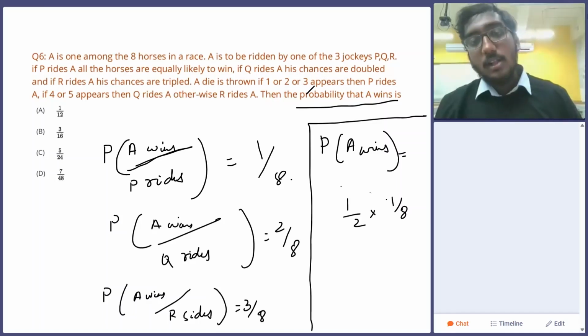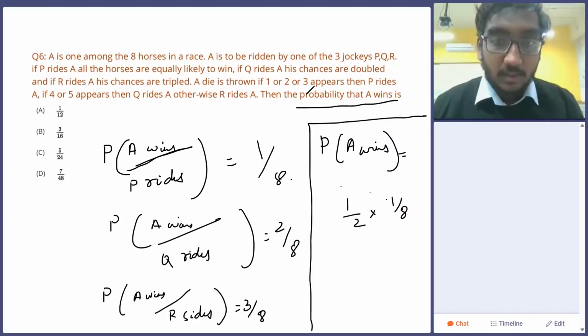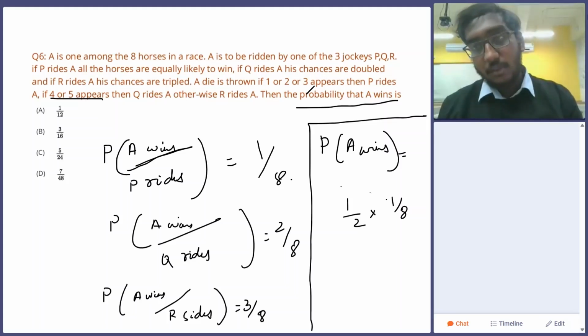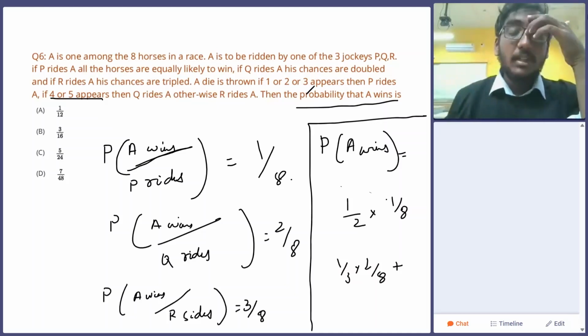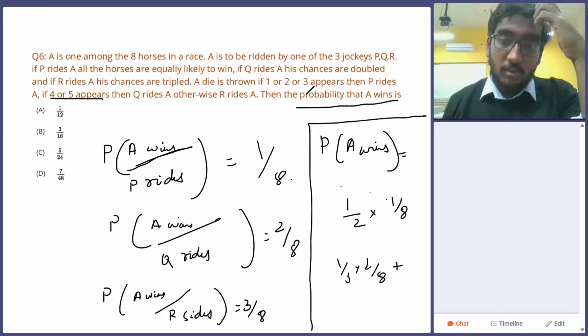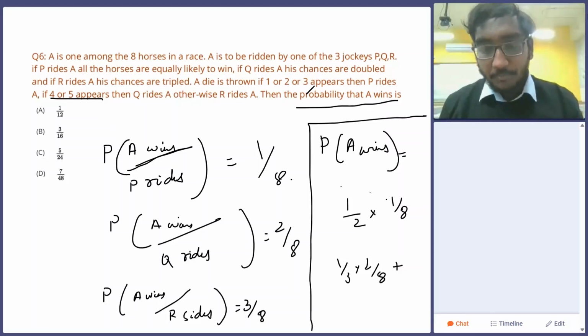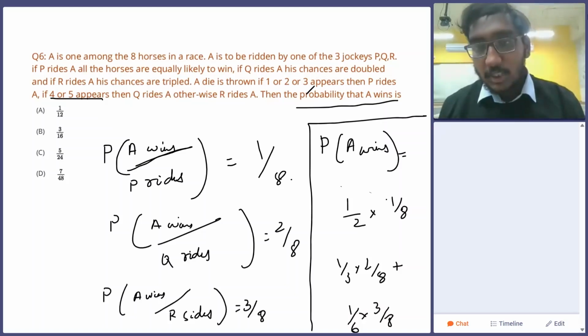Or what about the probability that A wins in such a way that Q rides and makes him win? Then it will be the probability of Q into the probability of A wins given Q rides. Okay. So what is the probability of Q? Only if you get 4 or 5, Q will ride. That means 1 upon 3. Okay, 1 upon 3 into 2 by 8. Okay. And what about the probability that A wins when R rides? So you have to find the probability that R rides and multiply it with the probability of A winning given R riding. Okay. The probability that R rides is 1 by 6. Okay. Because there is only one way. If 6 appears, R can ride. Okay. So this is the total probability that A wins.